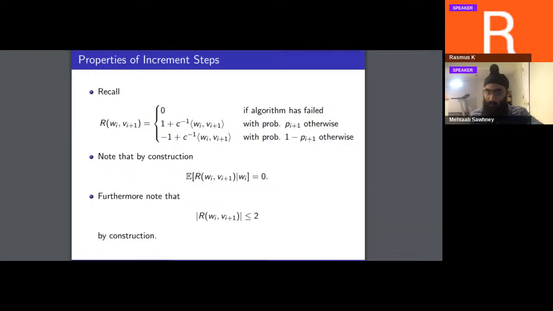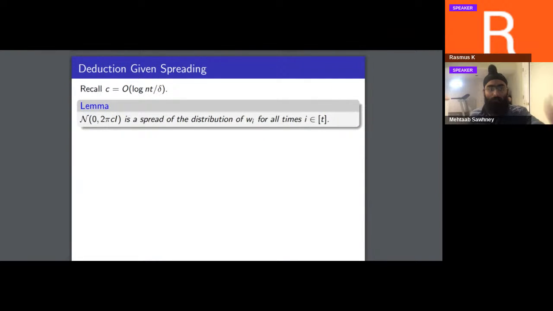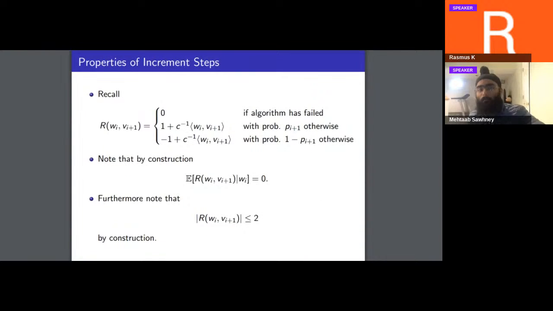Furthermore, by construction, this is a mean 0 random variable. Basically, because of how it's defined, and you can also just check it directly.